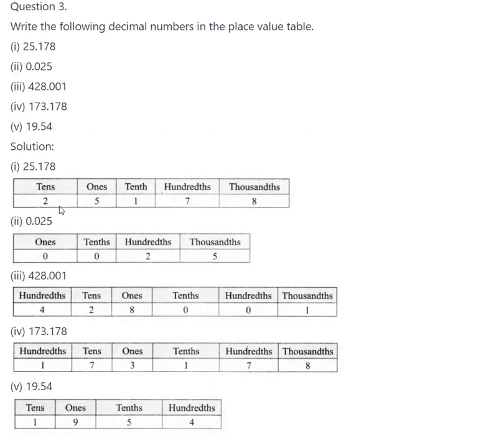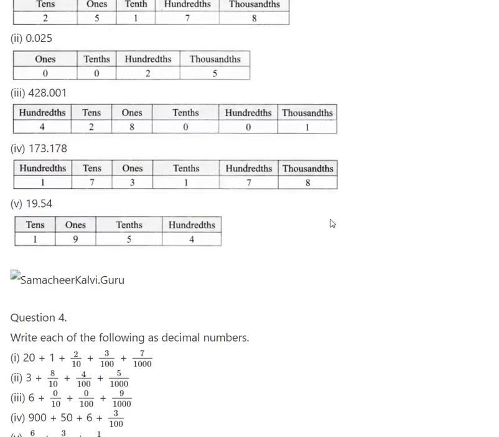25.178: 22 tens, 5 ones, 1 tens, 700s, 1000. Just draw the tabular column and write the numbers. That's all. Very simple exercise this is, right? 0.025: 0 ones, 0 tens, 200s, 5000s, right? Based on the digits, you have to draw a tabular column and fill in that number.